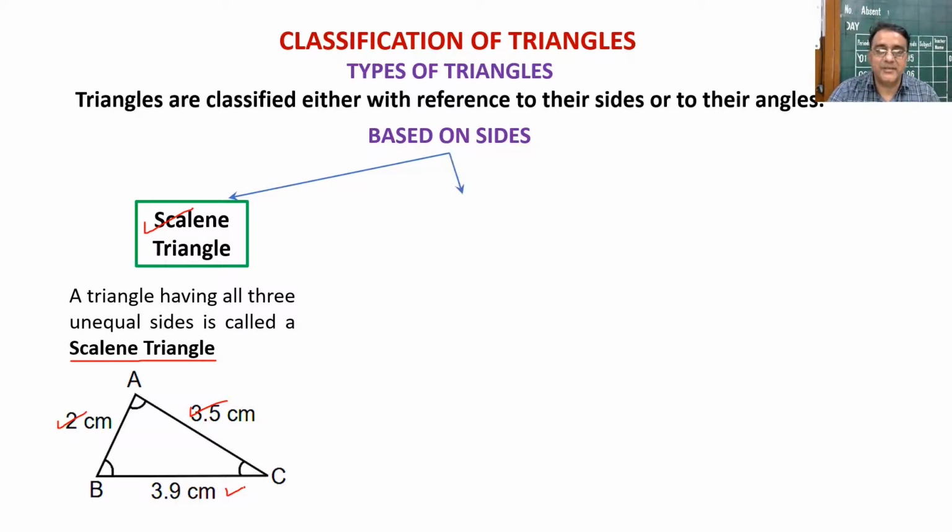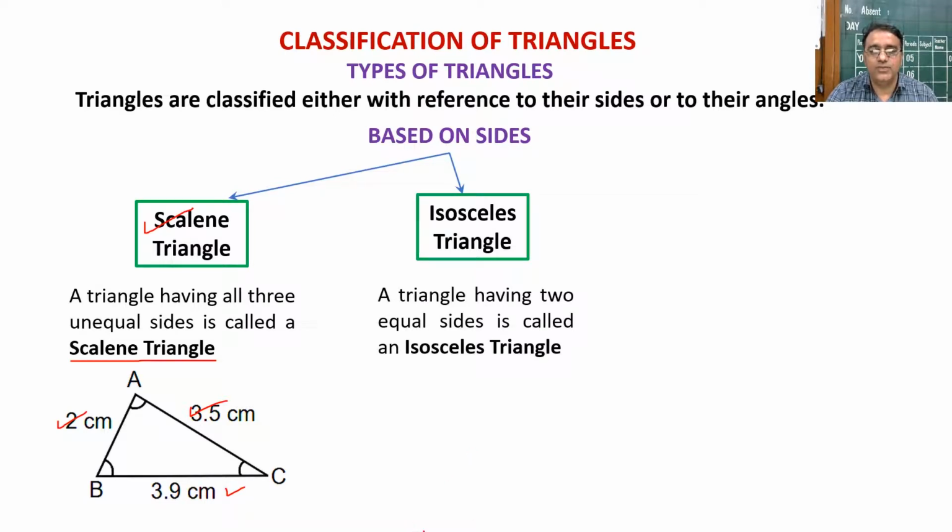And the next type is isosceles triangle. Isosceles triangle is a triangle in which any 2 sides are equal. So a triangle having 2 equal sides is called isosceles triangle. See this figure. In this figure, LN is equals to LM, both are equals to 4 centimeter. So इसमें ये दोनों side equal है. That is why this is an example of isosceles triangle.